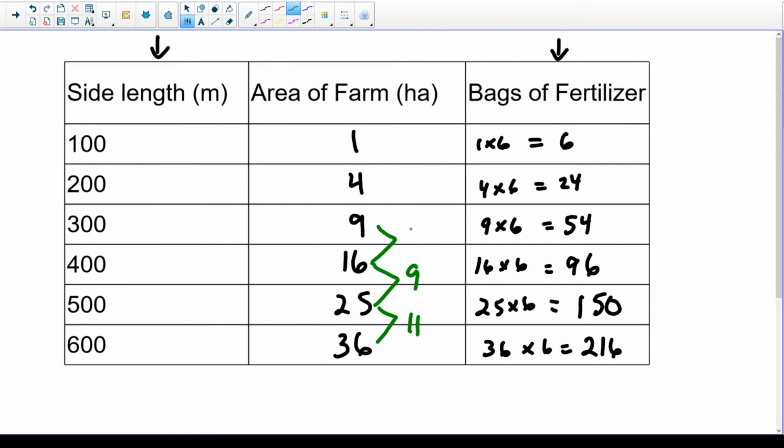16 minus 9 is 7. 9 minus 4 is 5. 4 minus 1 is 3. Okay, those are clearly not the same. However, if we do our second differences, we also get 2. Okay?